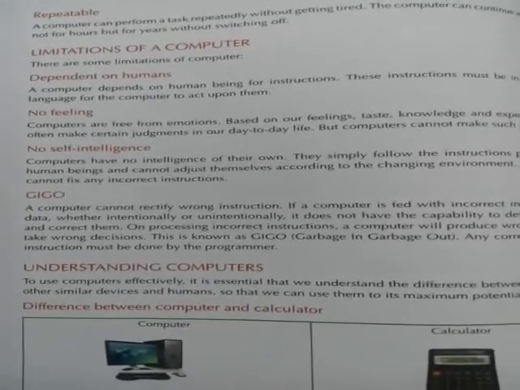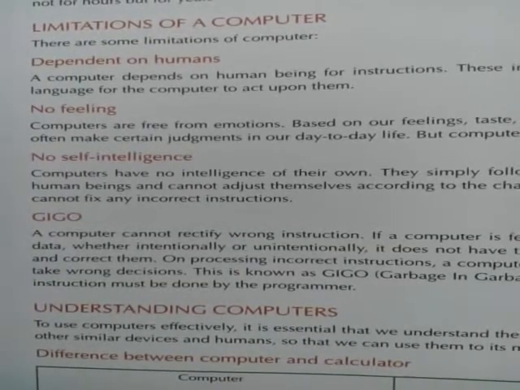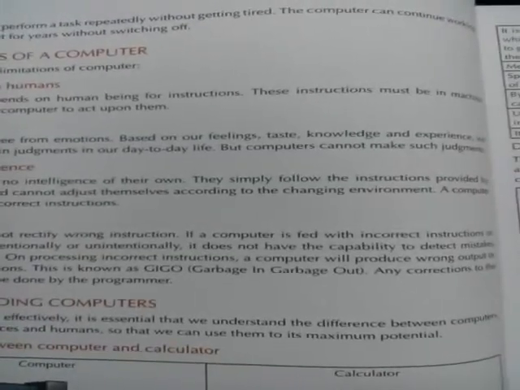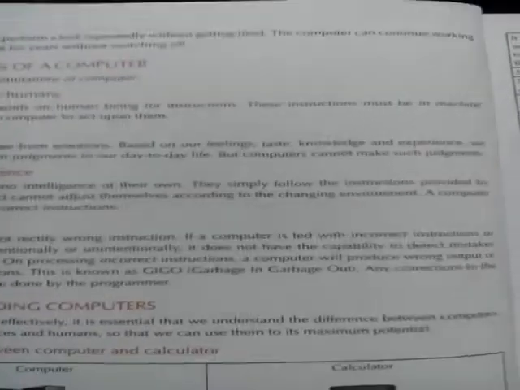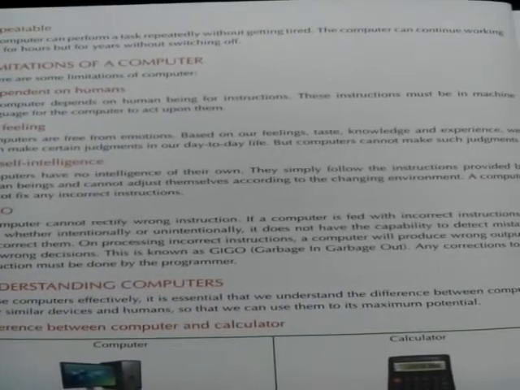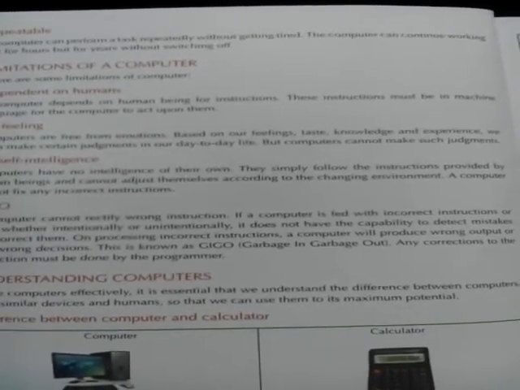Next we have no feelings. We all know a computer is an electronic machine. So just because a computer is a machine, it is free from emotions. Means we make certain judgments in our day-to-day life based on our feelings like taste, knowledge and experience. So a computer is not capable of taking any decisions or making any such kind of judgments.